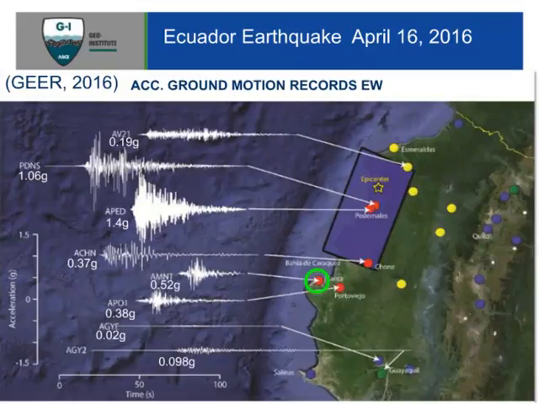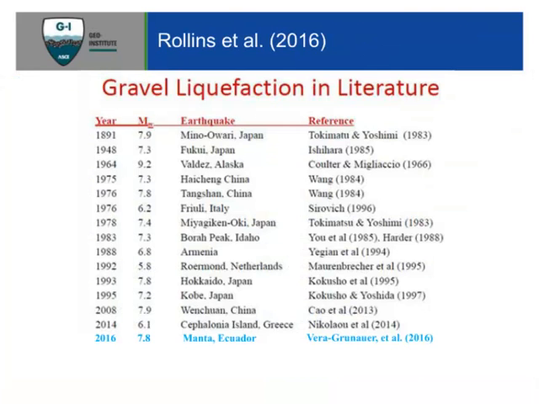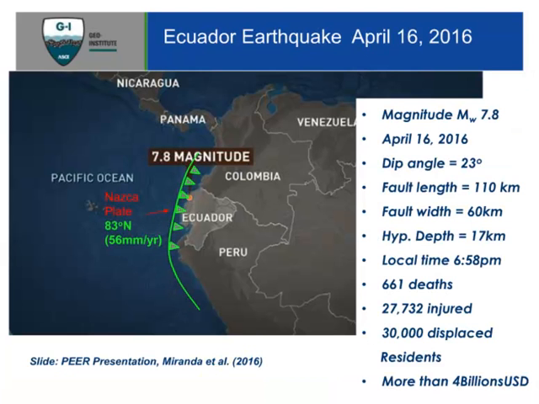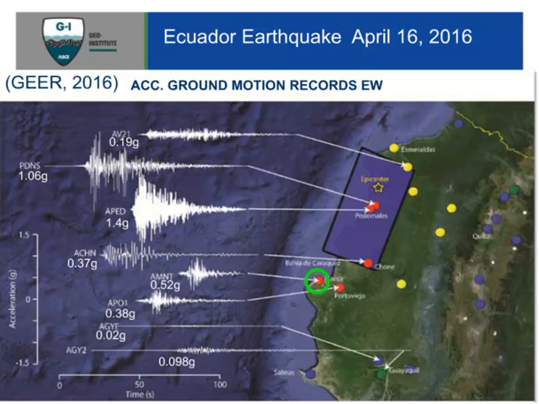Ecuador is located in South America, and we have the convergence at the subduction zone of the Nazca plate to the Ecuadorian continental plate, or South American continental plate, that is penetrating about 66 millimeters per year, and on April 16, 2016, we experienced a major earthquake with magnitude 7.8. We see in this plot the ground motion records that is based on the GEER report, and we see the epicenter here.